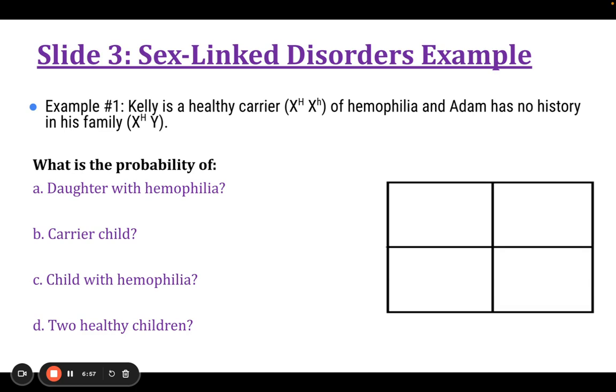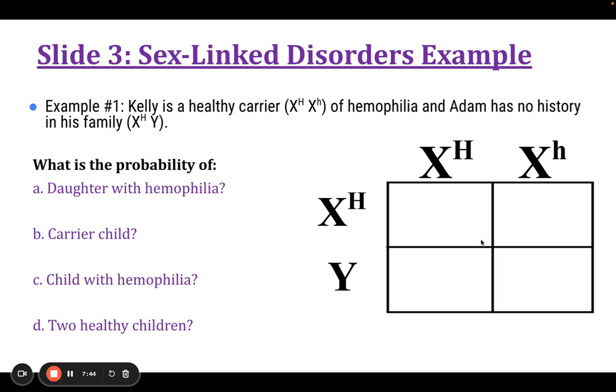So let's go ahead and look at that. I've already been given the parent genotypes, so I can jump right into setting up my Punnett square. I have put Kelly's genotype on top of the Punnett square with two X's, and I have put Adam's on the left side with an X and a Y chromosome. When I fill out the Punnett square, I follow the same procedure I have with all other Punnett squares, where I pull an allele from the top and an allele from the left into each box. So one from the top, one from the left into every box.